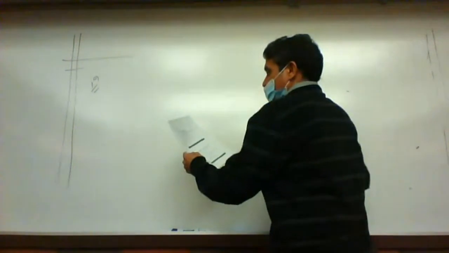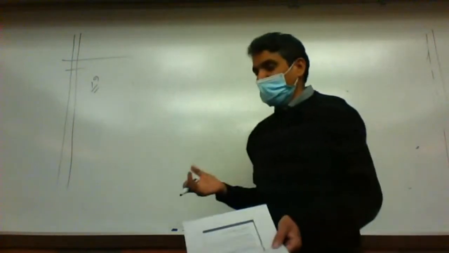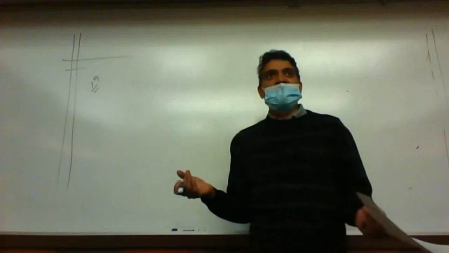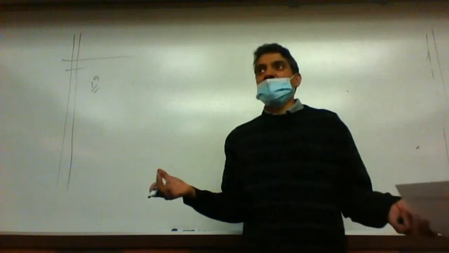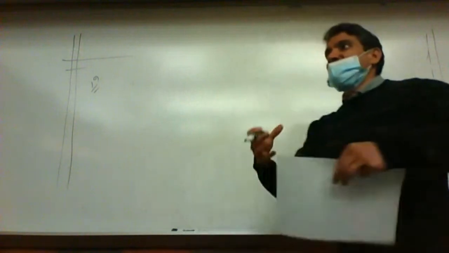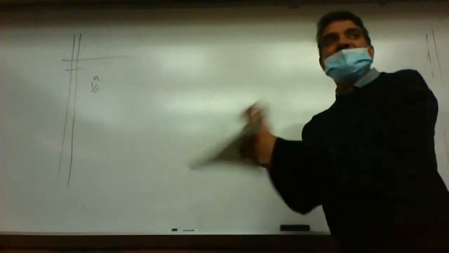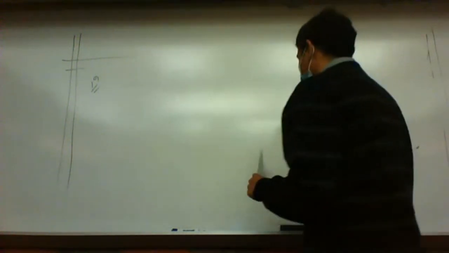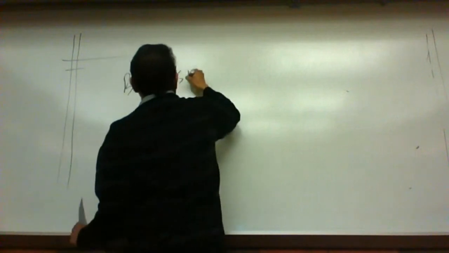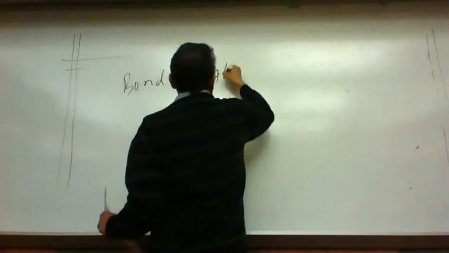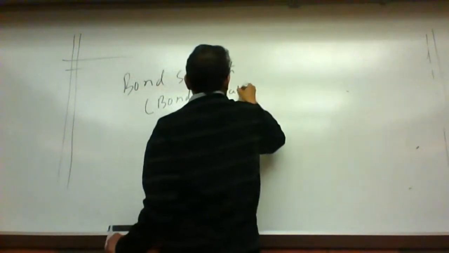So what is bond strength? Bond strength is measured in terms of bond enthalpy. If you did lab number 11 in the laboratory last week, what does bond enthalpy mean? You already know enthalpy. Enthalpy means how much heat is needed to break a bond, or if the bond is formed, how much heat it gives out, right? So that is called bond enthalpy. So how strong the bond is, is measured as the bond enthalpy.